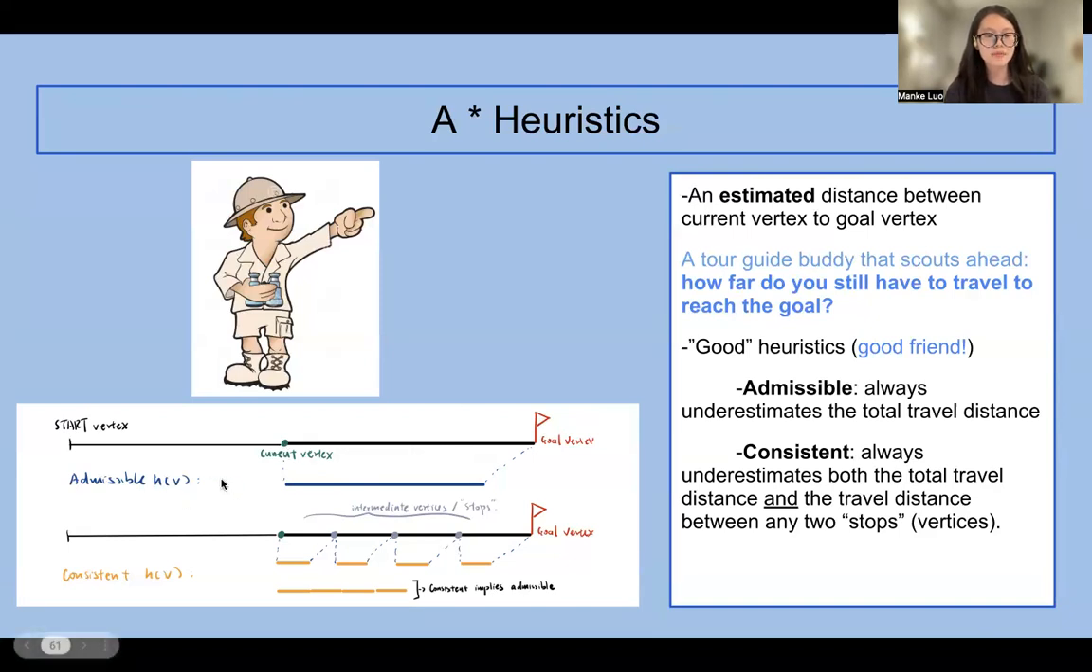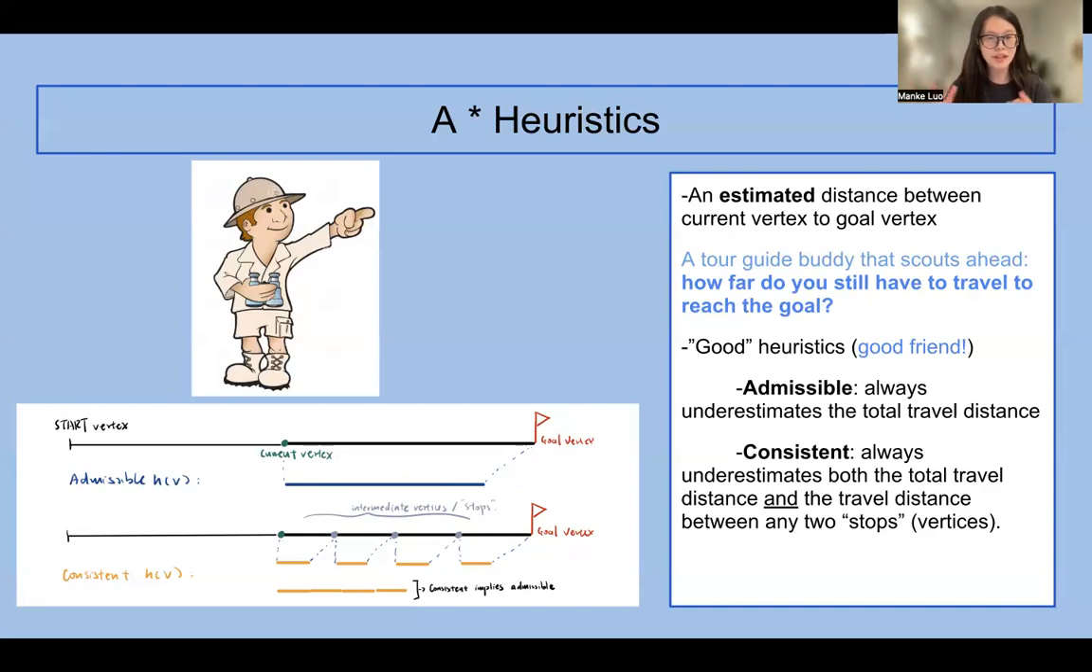An admissible heuristic, which is labeled blue here, always underestimates the total travel distance. This black bolded line is the total distance that you still have to travel to reach the goal from your current vertex. Notice that this blue line, which is what the heuristic estimates, is an underestimation. It is shorter than or equal to the exact distance between the current vertex and the goal vertex. And that's what an admissible heuristic is.